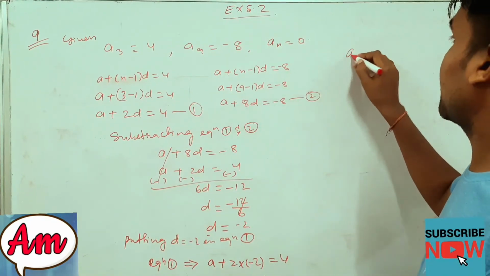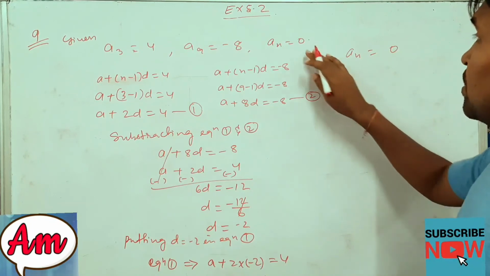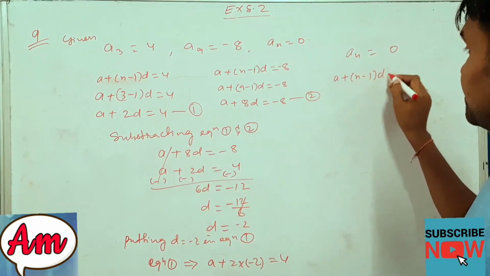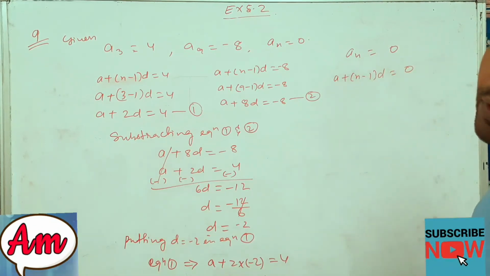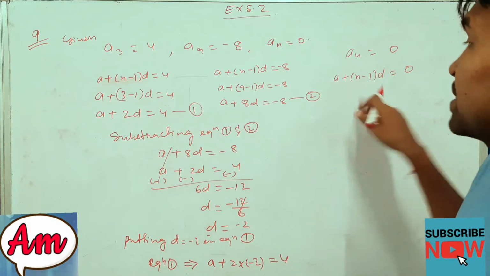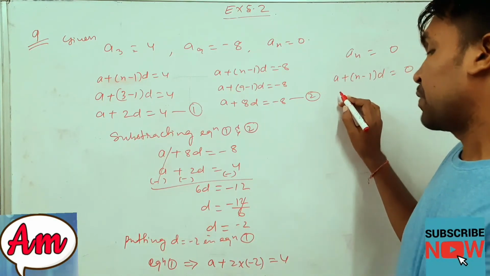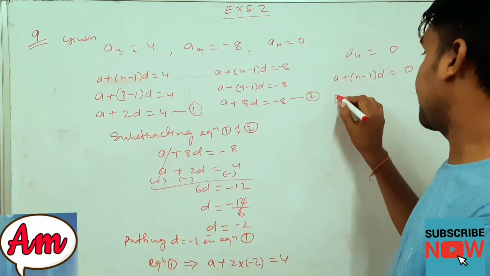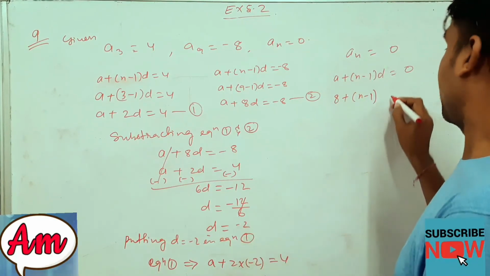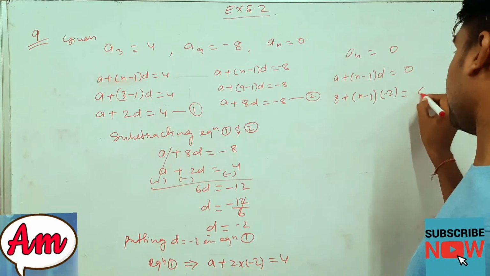So we have to find out an equals to 0. So we have to write a plus n minus 1 into d equals 0. They are telling us to find out which term of the AP will be 0. So that means n they are telling us to find out. We have a equals 8, n we don't know, and what is the value of d? We have minus 2, equals 0.